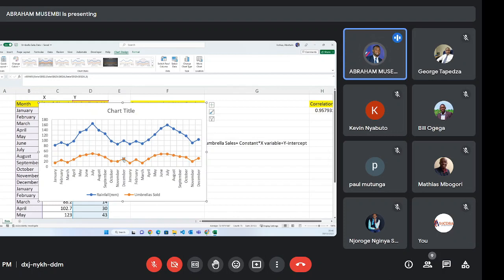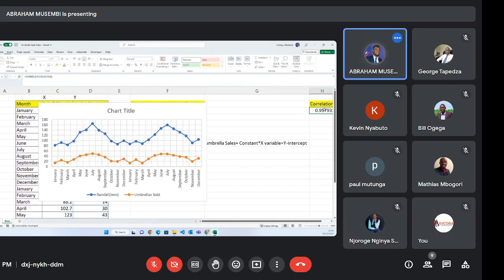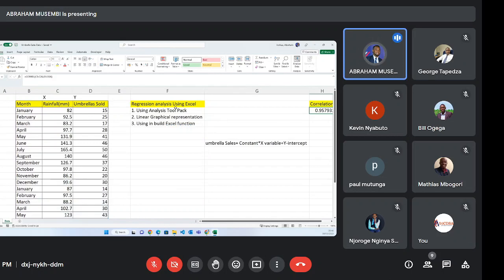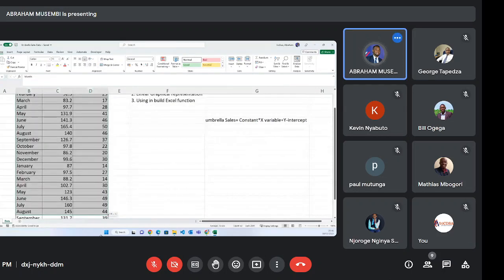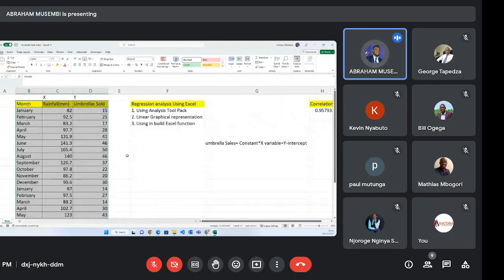When the amount of rainfall increases, the umbrella sales also increase. So you can see that. That's why we said we have a positive correlation, a very strong positive correlation. Anyway, that wasn't our objective. Our objective is to check how our data is distributed, whether it is linear.